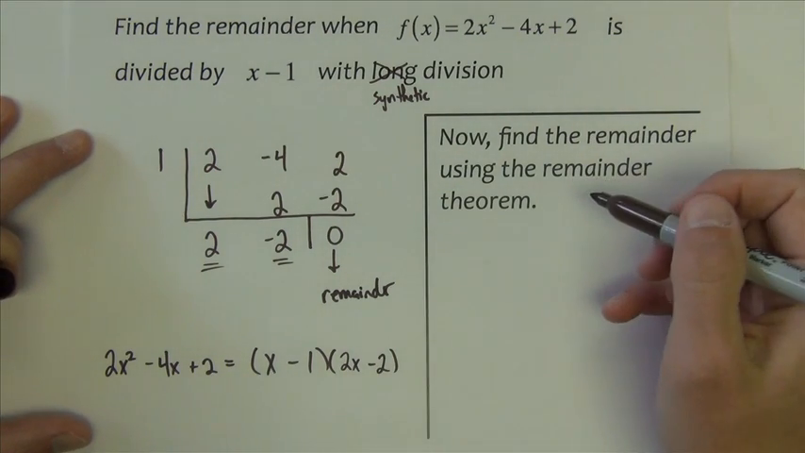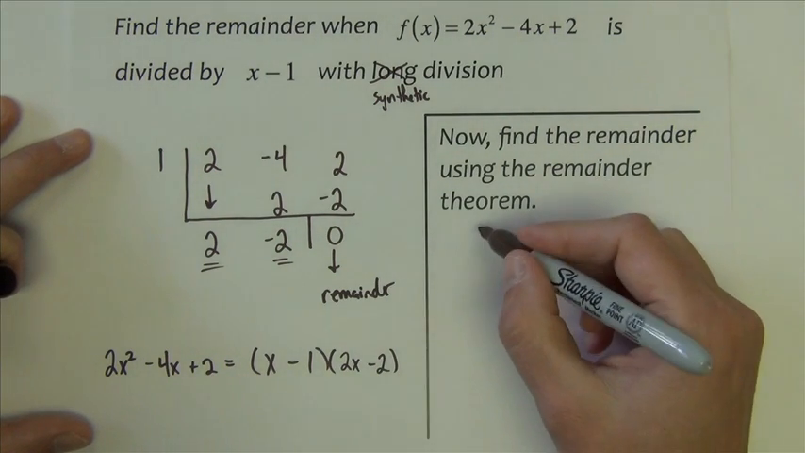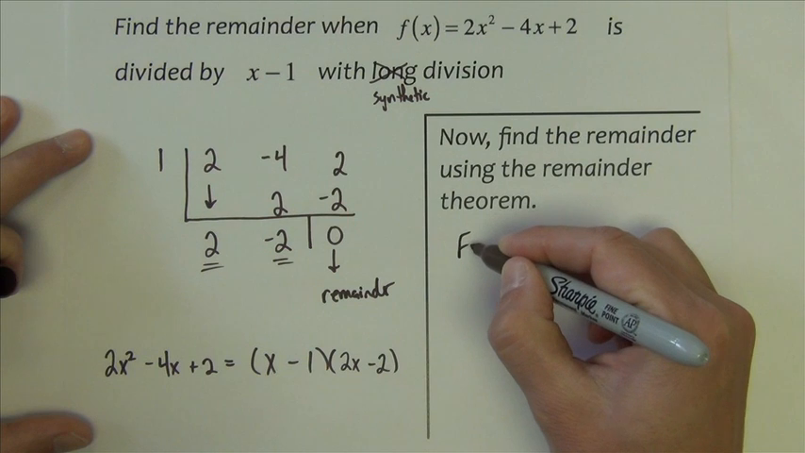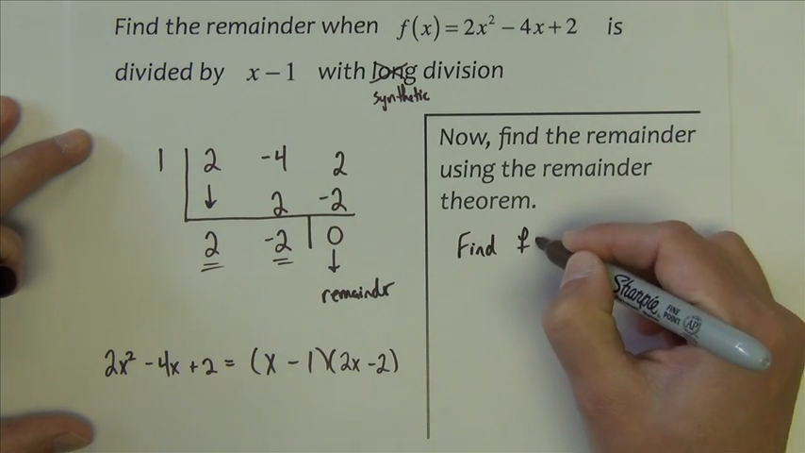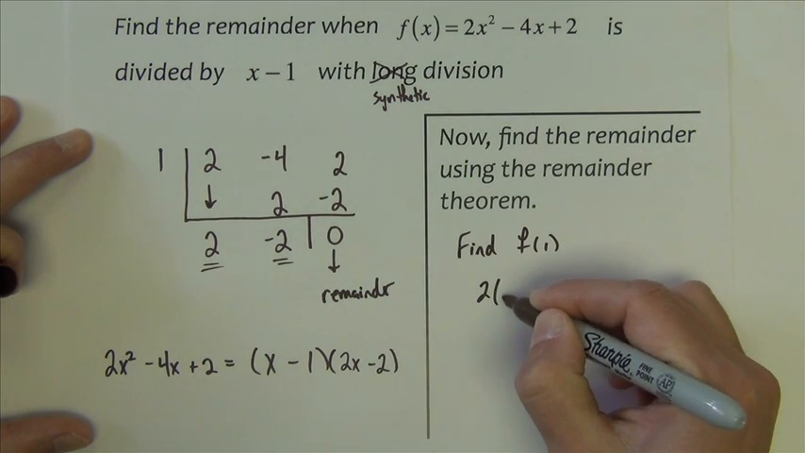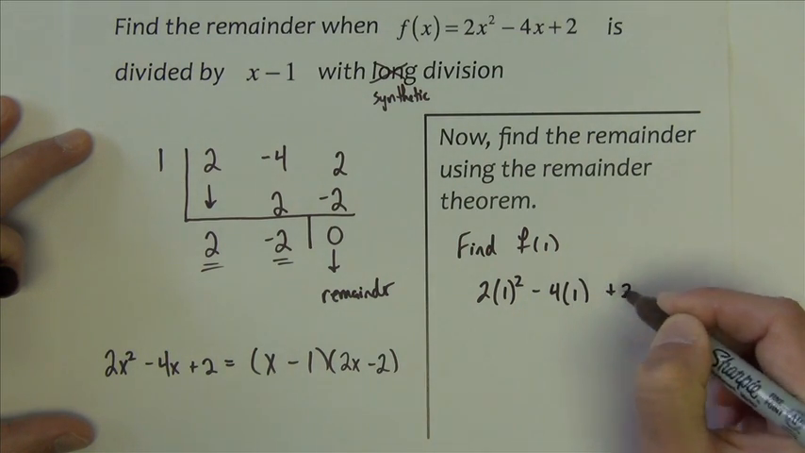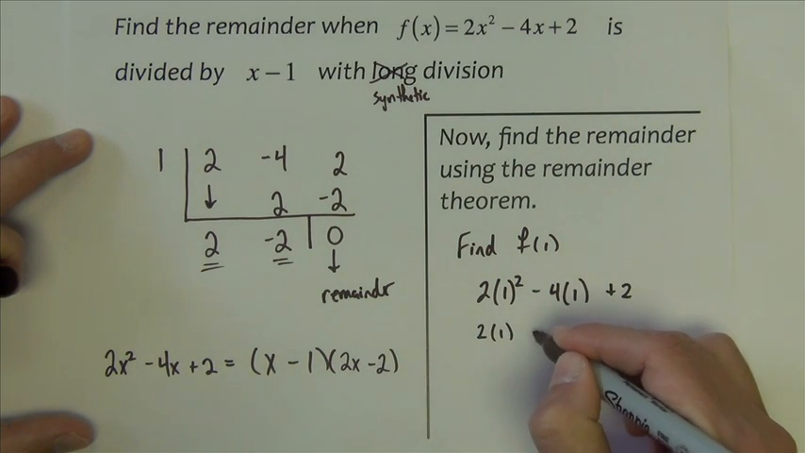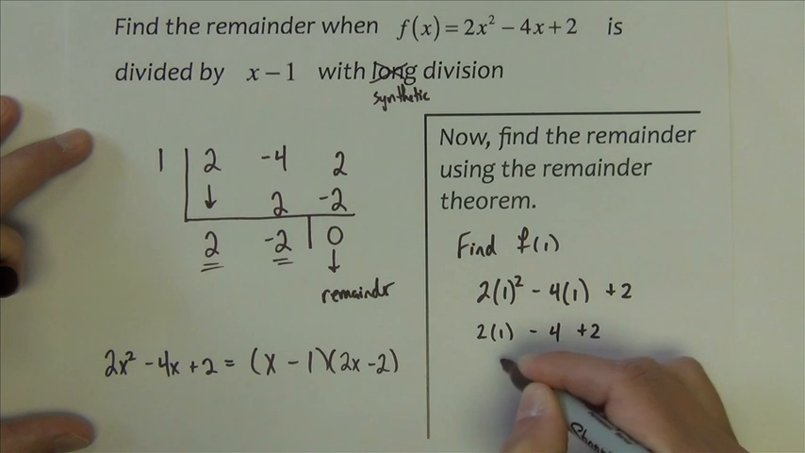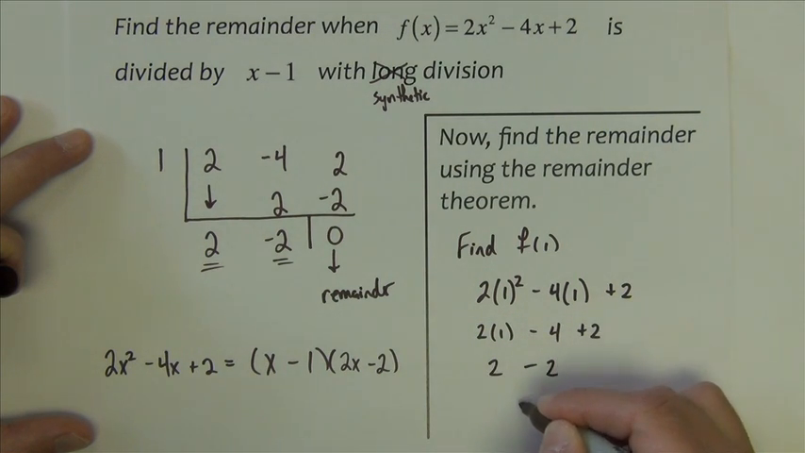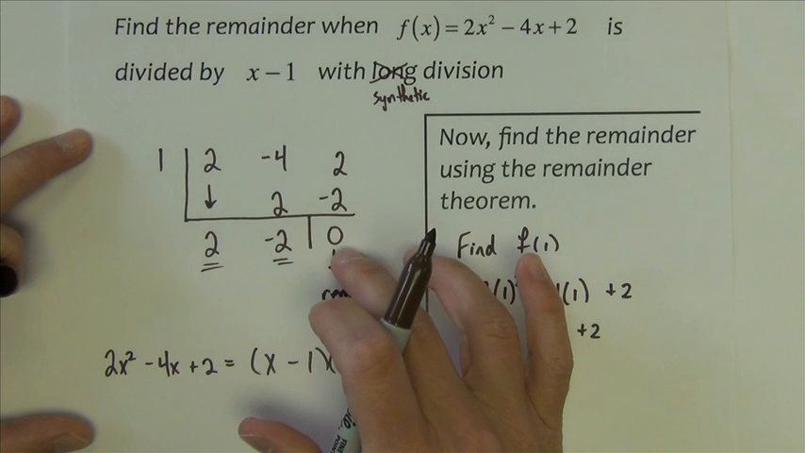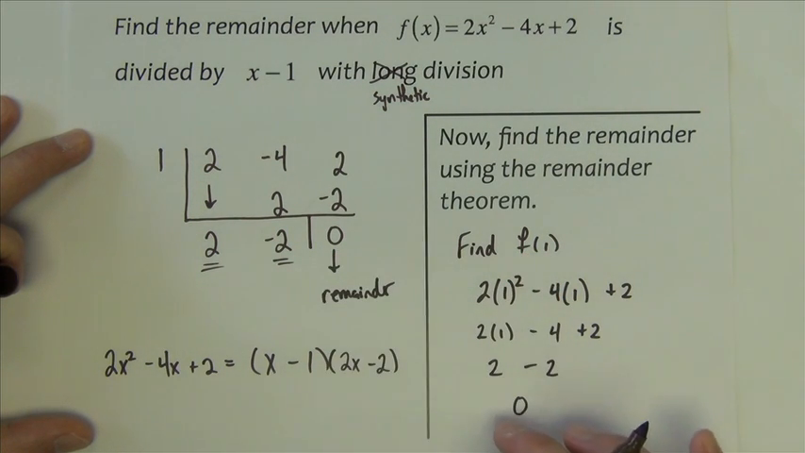Now let's show this again using the remainder theorem. If we were to find f of 1, it's 2 times 1 squared minus 4 times 1 plus 2. That's 2 times 1 minus 4 plus 2. It's 2 minus 2, which is 0. So we can see, again, synthetic substitution is the same thing as just evaluating the function.